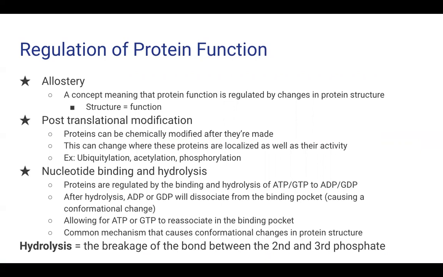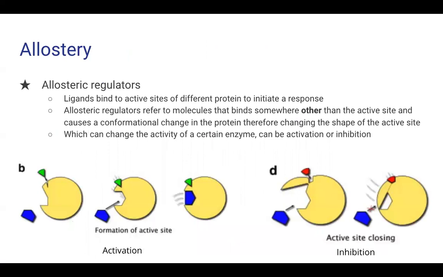So to start with allostery, it's a concept that essentially means protein function is regulated by its shape. So its structure essentially equals function. Another part of allostery is allosteric regulators. Ligands bind to active sites of proteins in order to initiate some sort of response. But allosteric regulators refer to ligands that bind somewhere other than the active site. And this can change the activity of a certain enzyme, and it could either be activating or inhibiting.